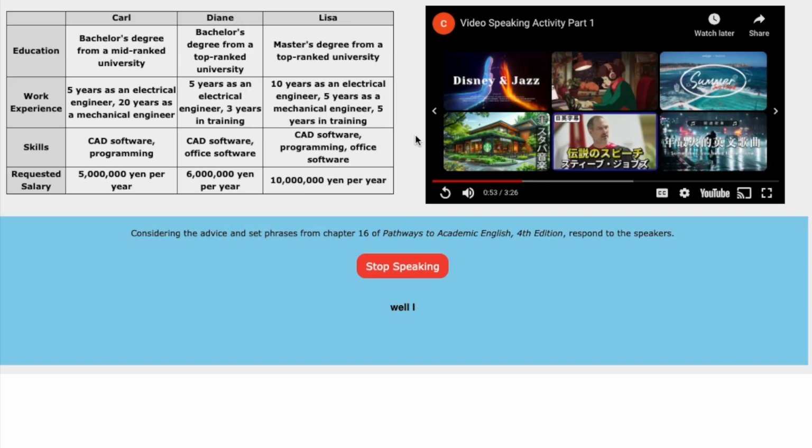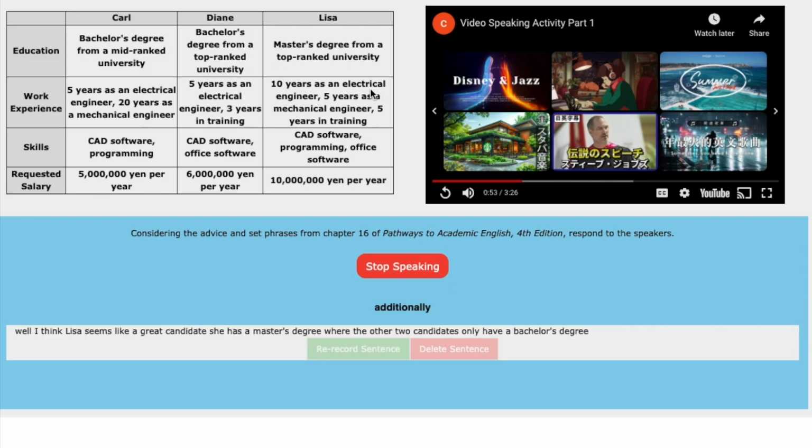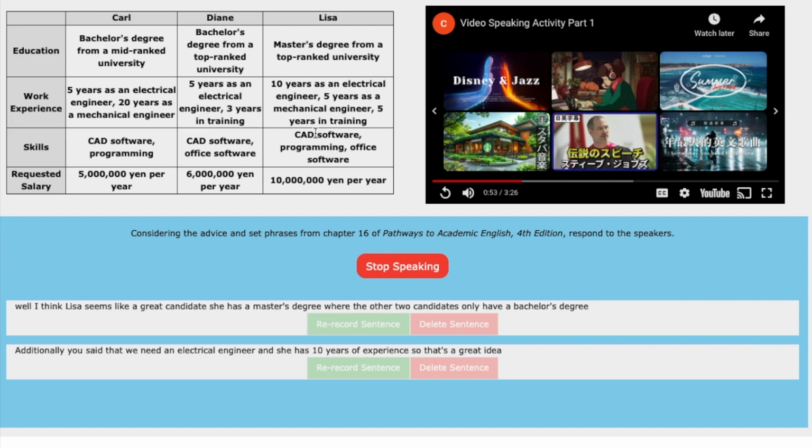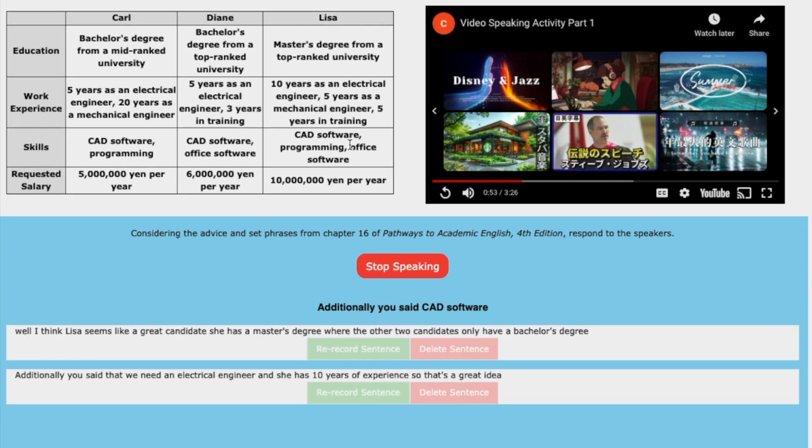Well, I think Lisa seems like a great candidate. She has a master's degree where the other 2 candidates only have a bachelor's degree. Additionally, you said that we need an electrical engineer, and she has 10 years of experience, so that's a great idea. Additionally, you said CAD software might be important, and all candidates have CAD software experience, but especially Lisa has CAD software experience.